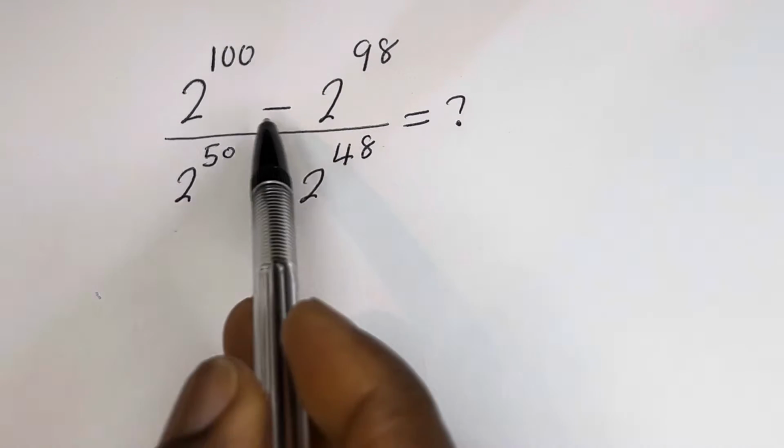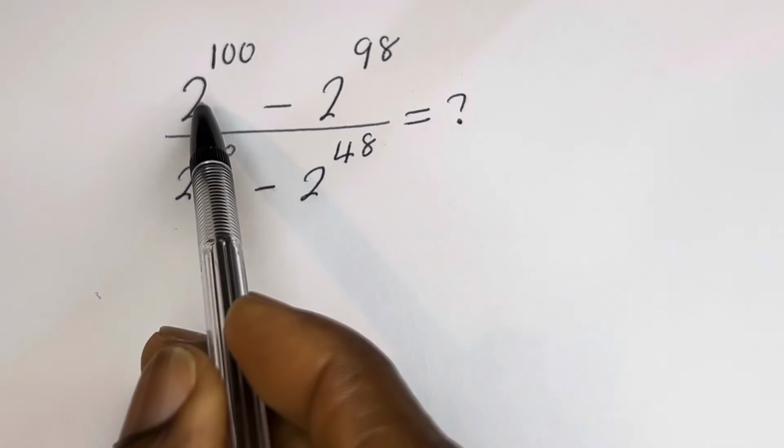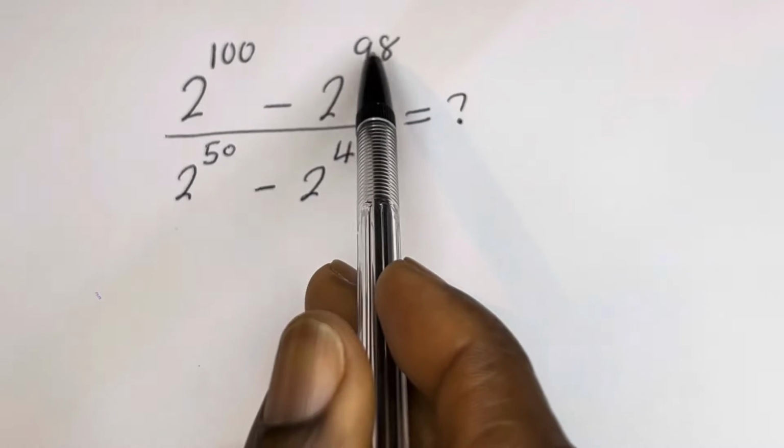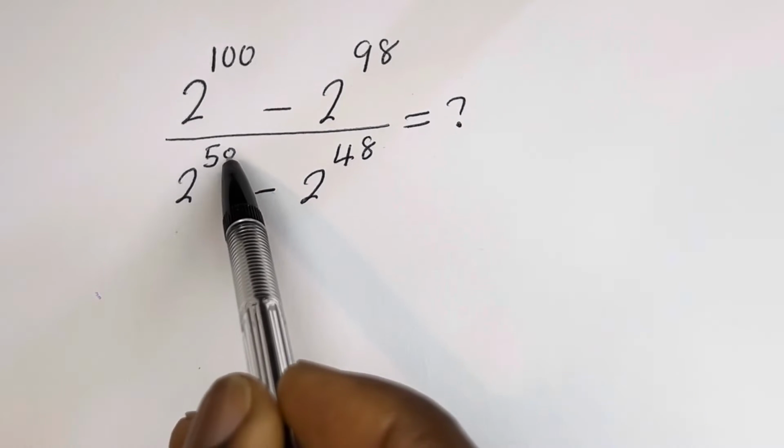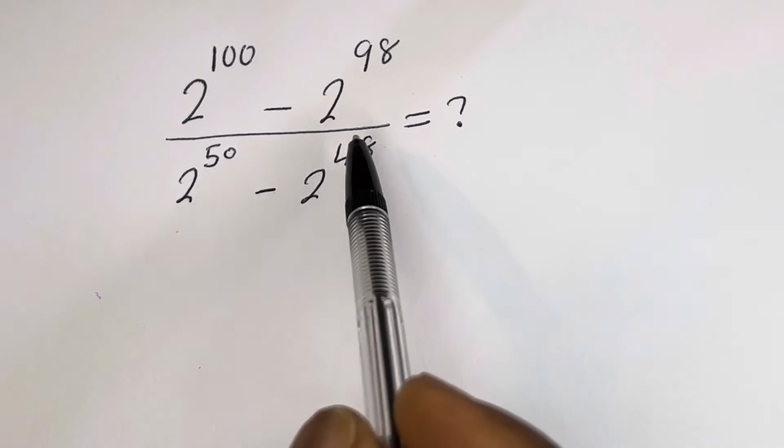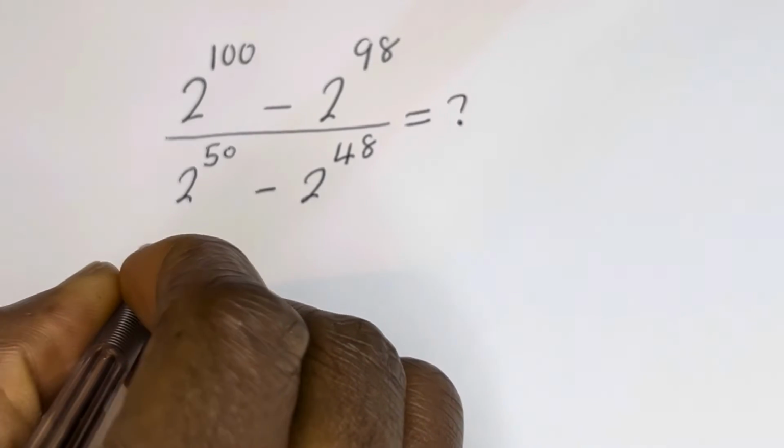Hello, how to simplify this nice math problem without using a calculator: 2 to the power of 100 minus 2 to the power of 98, divided by 2 to the power of 50 minus 2 to the power of 48. Solution.